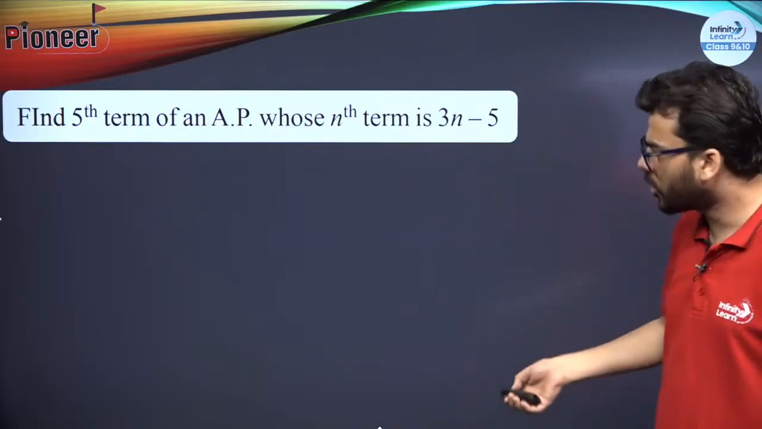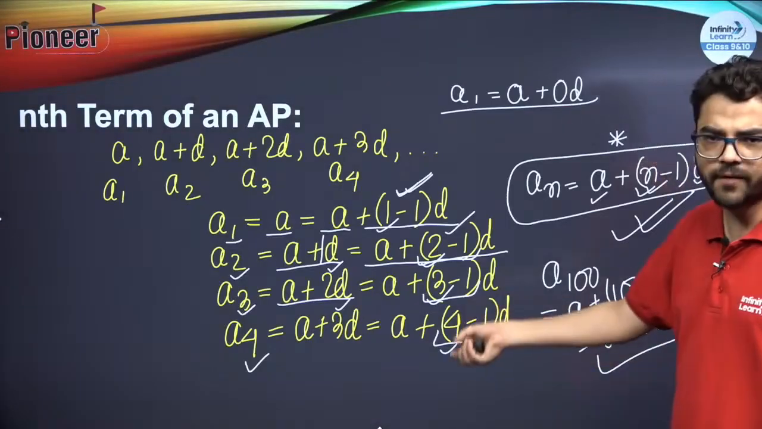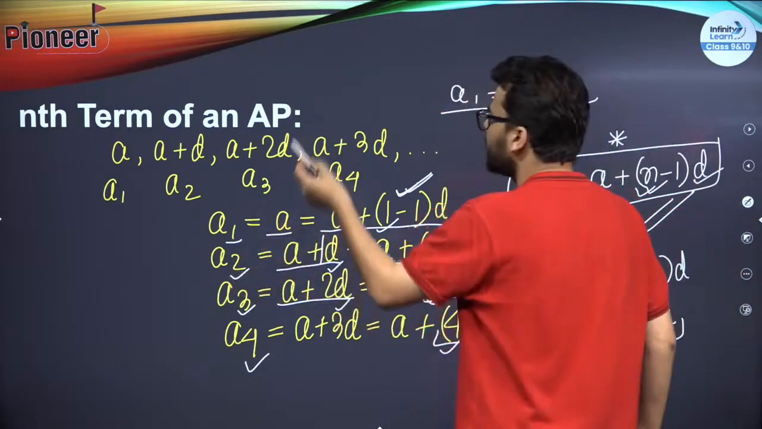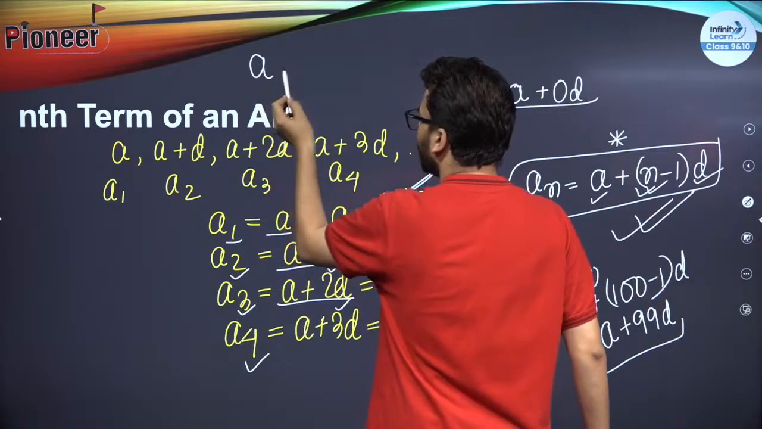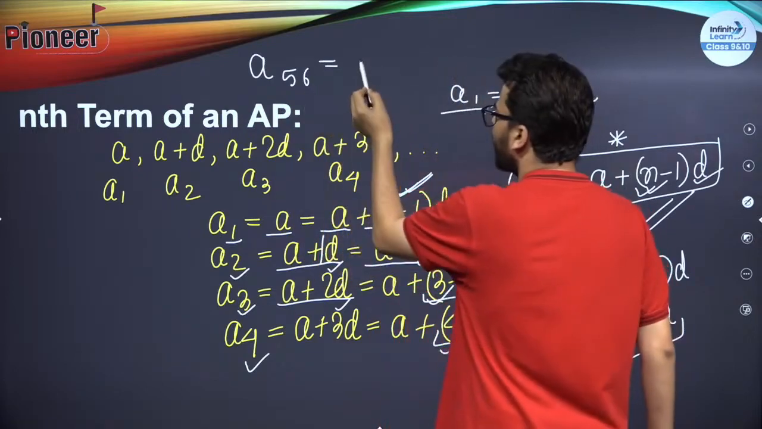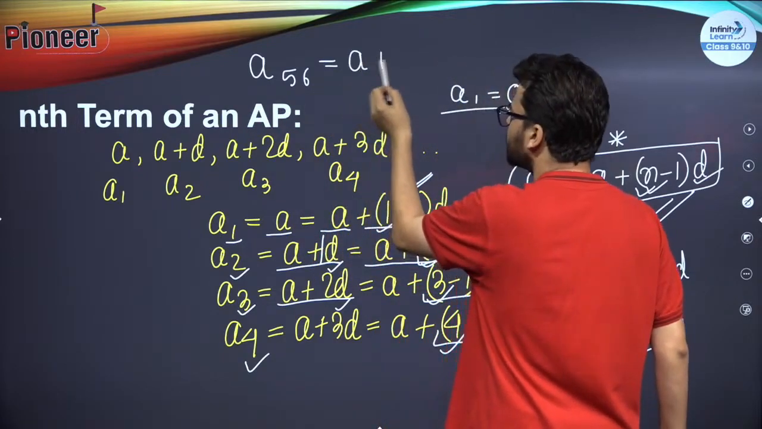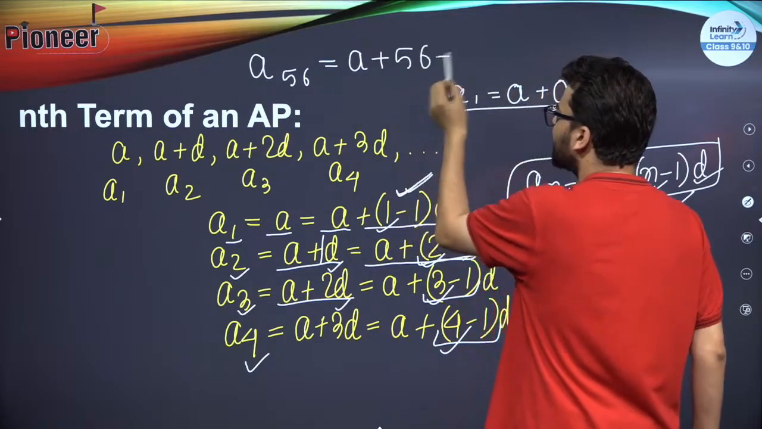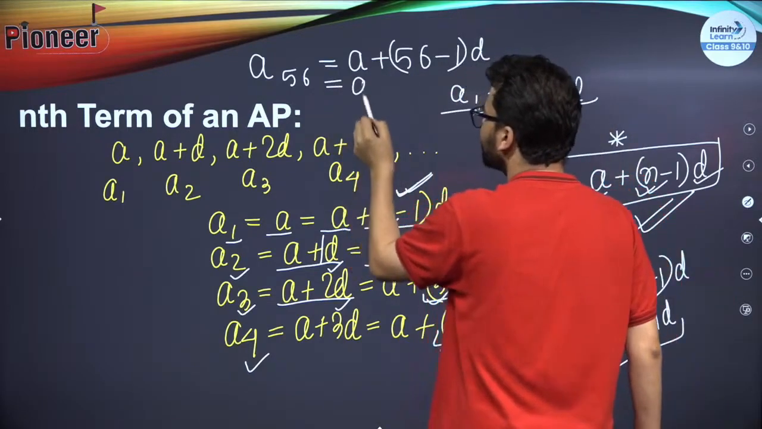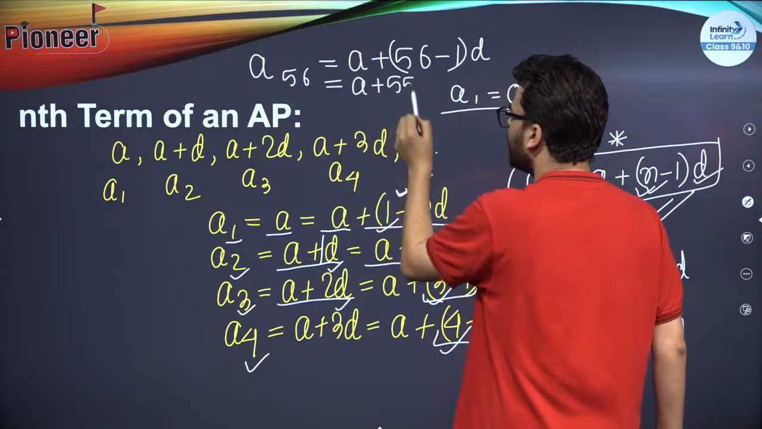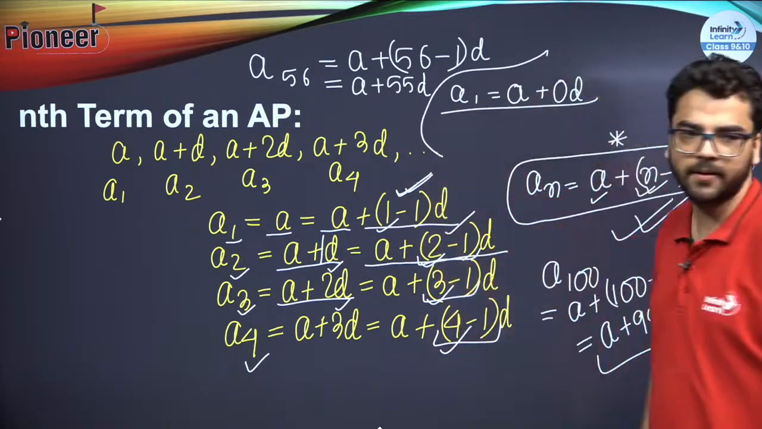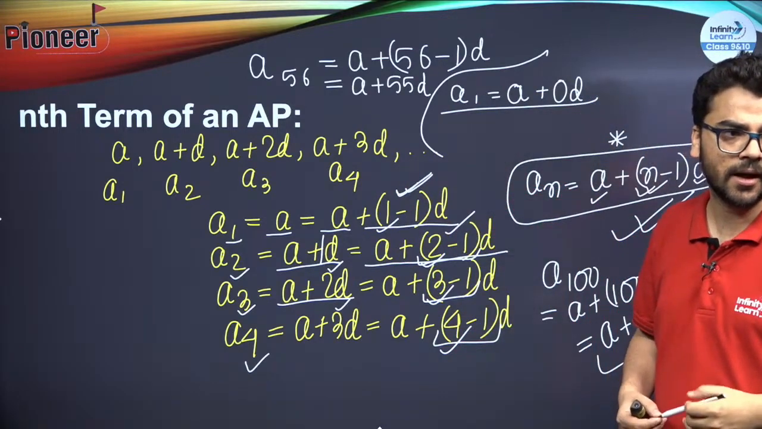Okay, no problem. We'll do questions, you'll get it. Although I'll give one more example, Kerur. Suppose for any AP you want to find the 56th term. Got it? So it will be what? A plus n minus 1 into d. So it will be a plus 56 minus 1 into d. Okay? So basically it will be a plus 55d. You got it now, Kerur? I hope I'm pronouncing your name correctly. Is it clear? Ayub Khan?